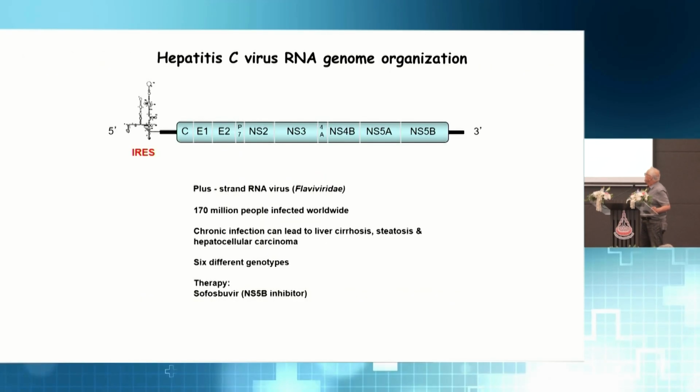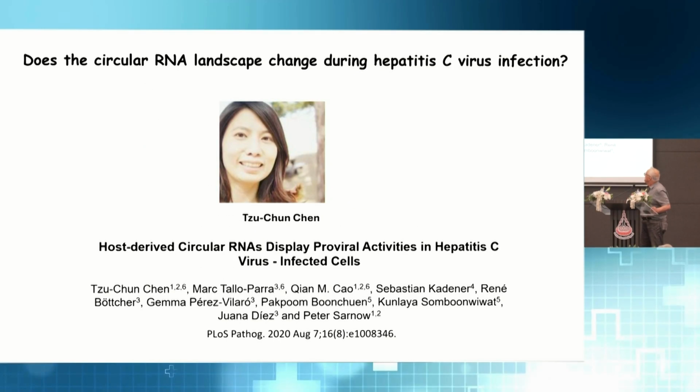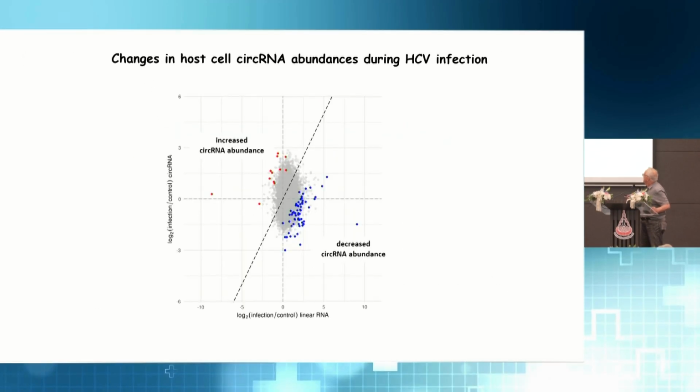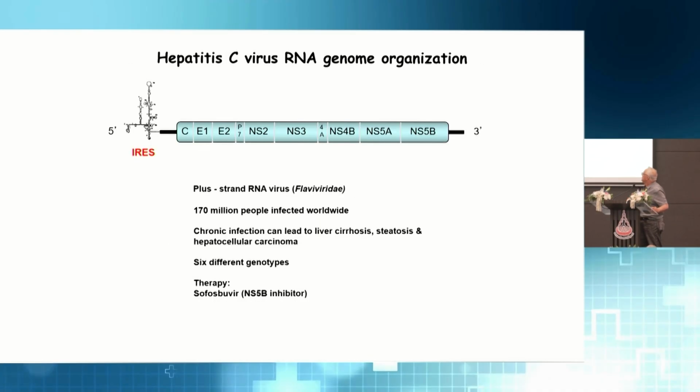And what we find is that when you look, some circular RNAs are increased in abundance and some are decreased in abundance. And what we find is that circular RNAs are proviral. They're very, very important for hepatitis C virus.